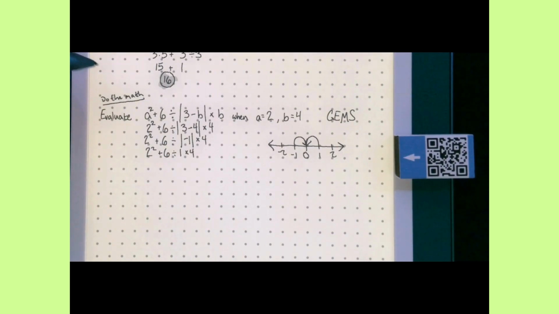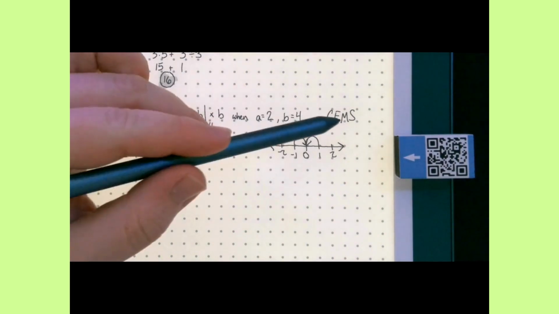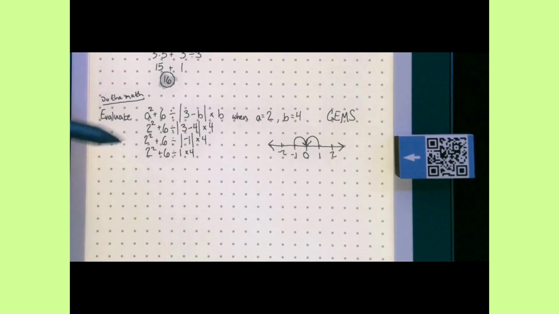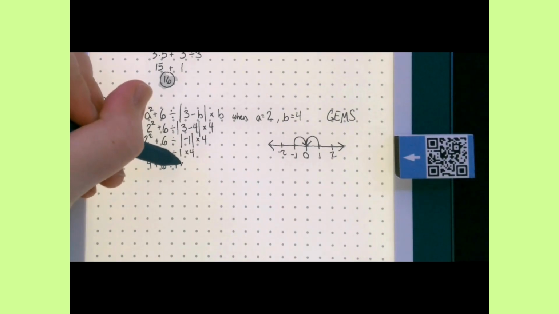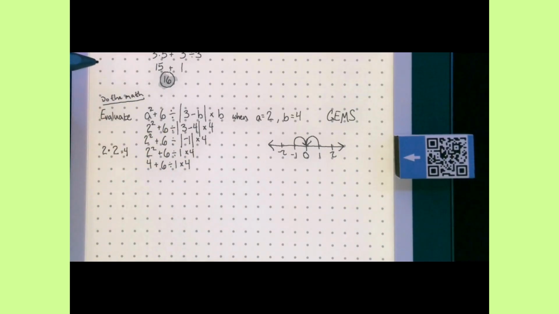Now the next thing I need to do is my exponents. 2 squared. Remember that when you have an exponent, that just means you write the number down that many times. So 1, 2 times, and then you multiply that together, which gives me 4. 2 squared is 4. That's one of our perfect squares we went over back in Unit 1. So we have 2 squared equals 4 plus 6 divided by 1 times 4.